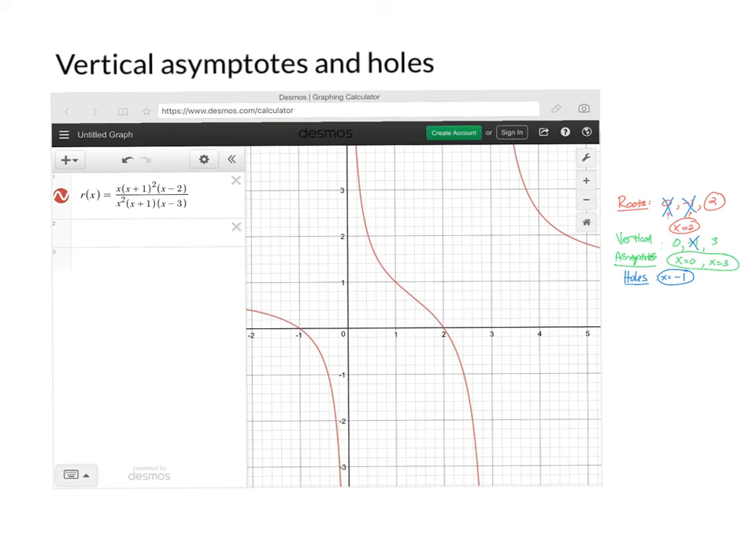So we looked at our reduced form, and when we reduced, we saw that, well, -1 didn't remain, it didn't stick around. And so since it didn't stick around, we said, hey, that's a hole in our function. x equals -1 is going to be a hole in our function. Right? So this process, going through this way by looking at the zeros of your numerator and denominator, is a fast way, an algebraic way, to identify your roots, your vertical asymptotes, and your holes.